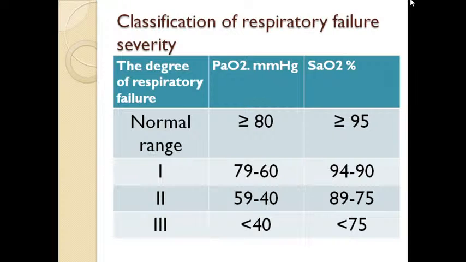Respiratory failure grade 1 corresponds to 79 to 60 mm Hg pressure of oxygen in arterial blood, and saturation from 94 to 90% using the pulse oximetry technique. Grade 2 is pressure of oxygen in arterial blood from 59 to 40, and saturation of oxygen from 89 to 75. A drop of oxygen pressure in arterial blood to less than 40, and saturation of oxygen less than 75, means respiratory failure grade 3.